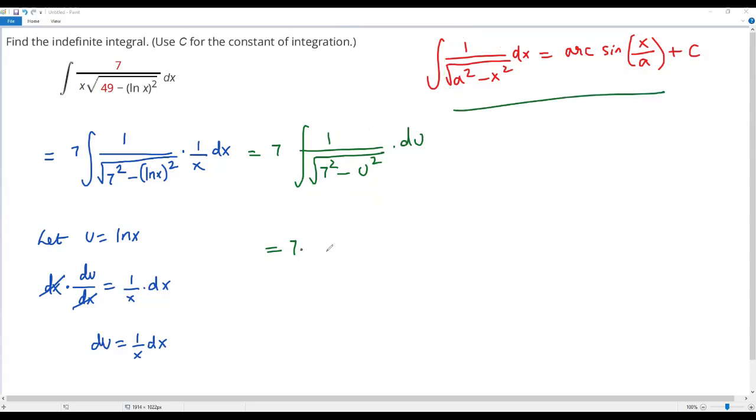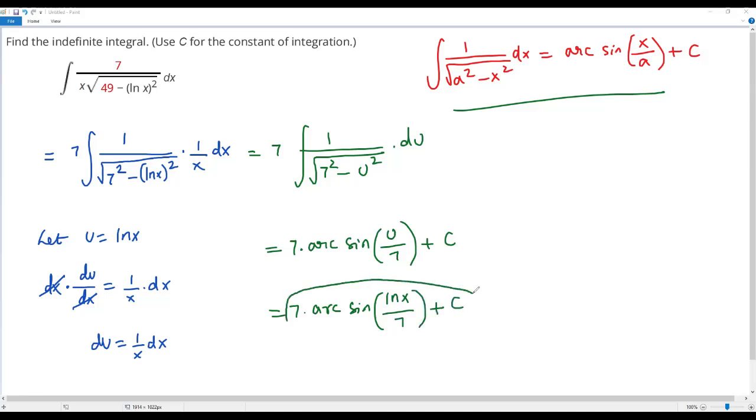Let me do it. 7 times the integration of this one, which is arc sine. In place of x we have u, so we write u. In place of a we have 7, so u over 7 plus c. Okay, 7 times arc sine. So u is the variable taken by us. It has to be replaced by the original expression, that is ln x. So for this u we plug in ln x, that is ln x over 7 plus c. So this is the result of the given indefinite integral.